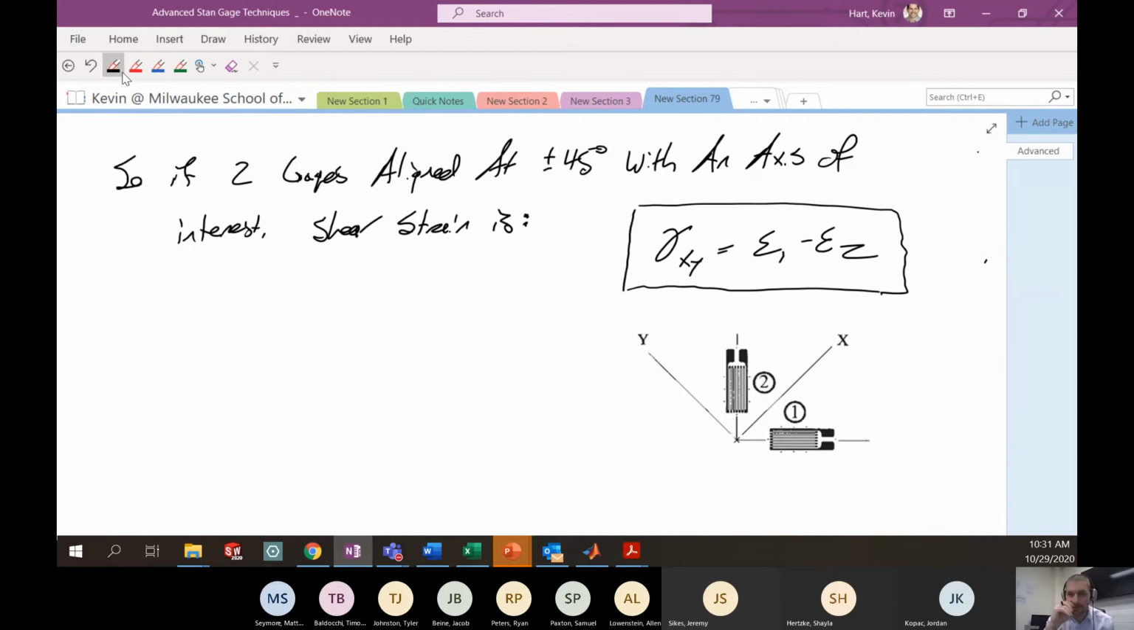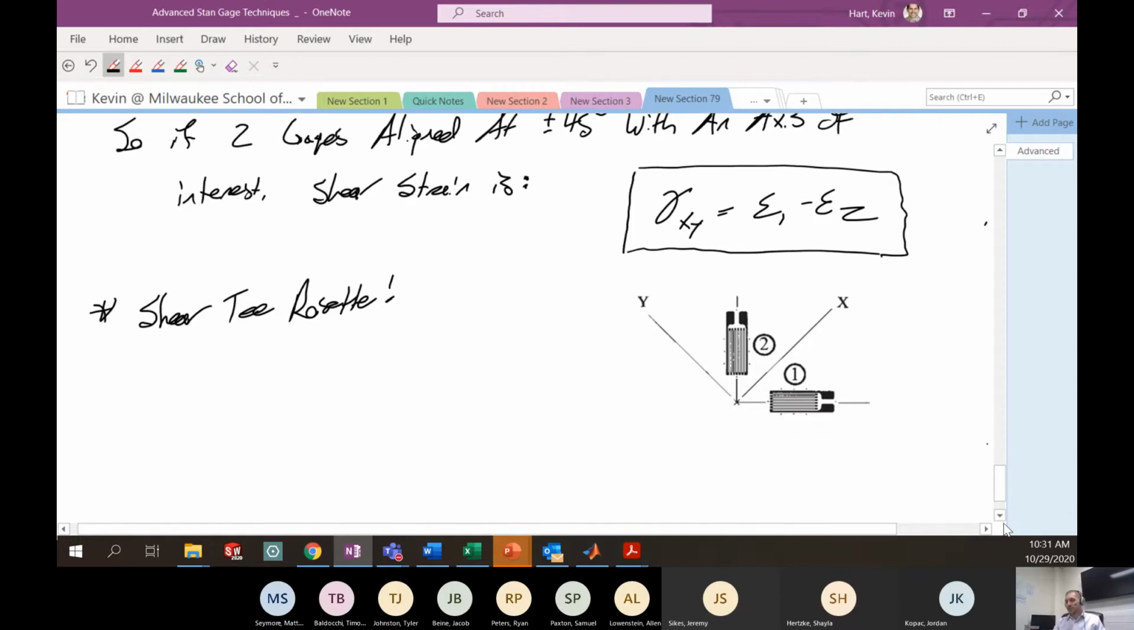This special arrangement of gauges has a specific name. This arrangement of gauges is called a Shear Tee Rosette. Okay. And in this lab, we're going to use a Shear Tee Rosette. So we'll use this in our lab. All right, so I'll give you a second with the notes, and then I have the apparatus here with me. I'll show you the shear tee that we have on this guy.